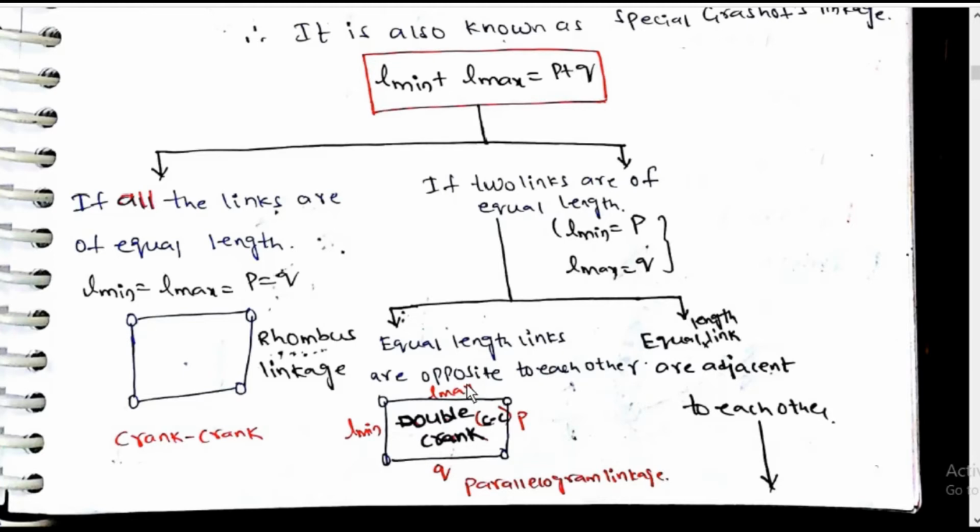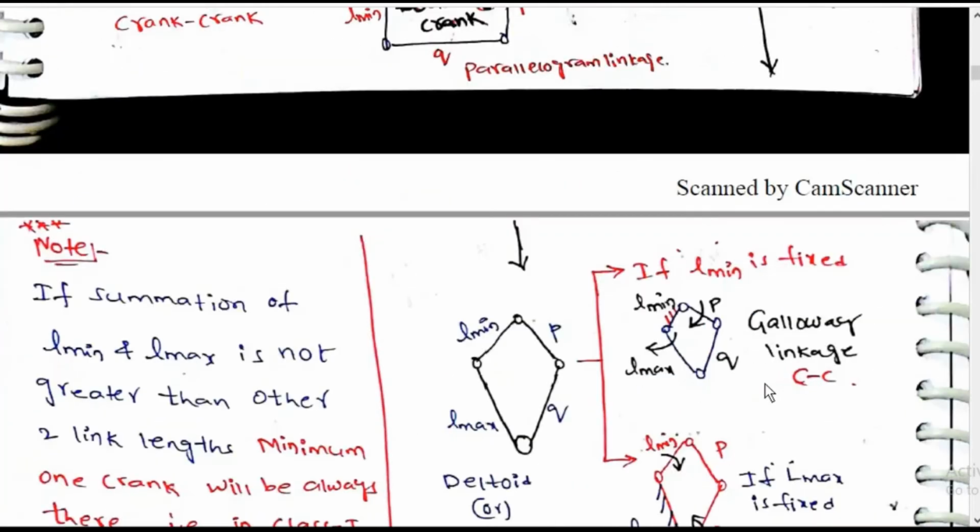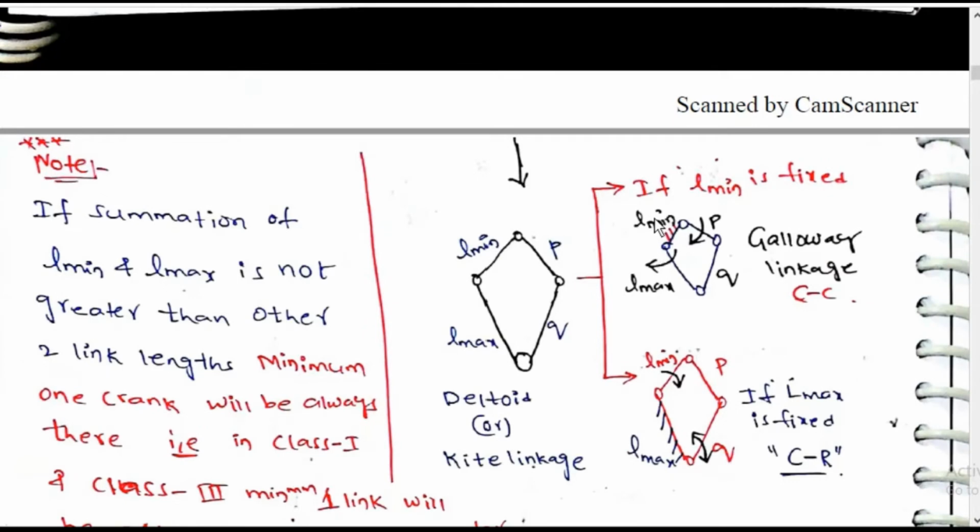Equal length links are opposite to each other. Parallelogram linkage, double crank. Equivalent links are adjacent to each other. Deltoid or kite linkage. If Lmin is fixed, then Grashof linkage is crank. If Lmax is fixed, crank rocker.